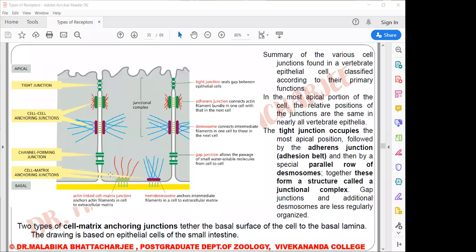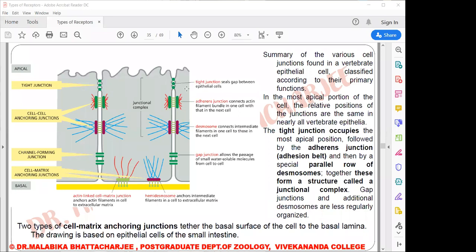And there are another two categories of junctions, as you can see. These are the hemidesmosomes. Hemidesmosomes are very similar to desmosomes in structure, but they actually attach the cell to the basal lamina. So this is an epithelial cell and this is the basal lamina. Hemidesmosomes anchor the cells to the basal lamina or to the extracellular matrix. And then we have another, actin-linked cell-matrix junctions. This also helps in attaching the cells to the extracellular matrix. So these are the variety of junctions.